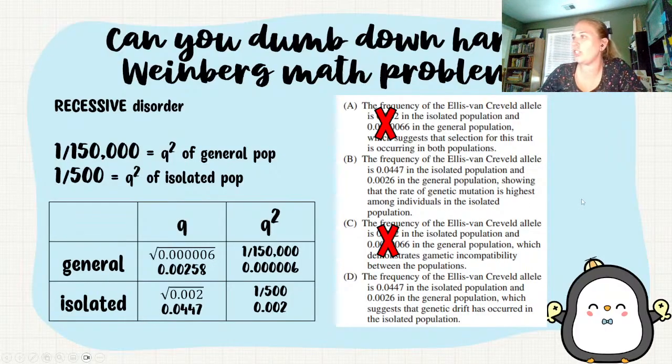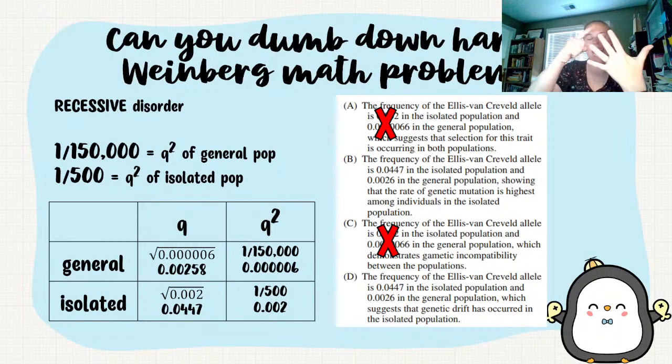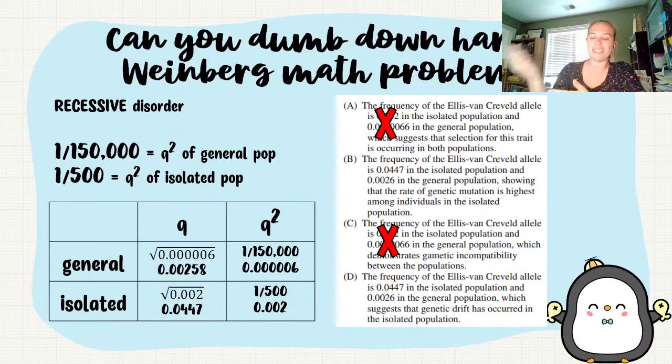Now I have to finish looking at the question, right? Showing the rate of genetic mutation is highest among individuals in the isolated population. Well, it said it was in Hardy-Weinberg. Based on the 5 conditions of Hardy-Weinberg, I know I need an extremely large population size, random mating, and no mutations. So that option is not logical because I can't have any mutations in Hardy-Weinberg. I know that one is out. Then D says this suggests that genetic drift occurred in the isolated population. There was a smaller population that got isolated from a larger population, and that has allowed it to get a different allele frequency. So D is our answer.